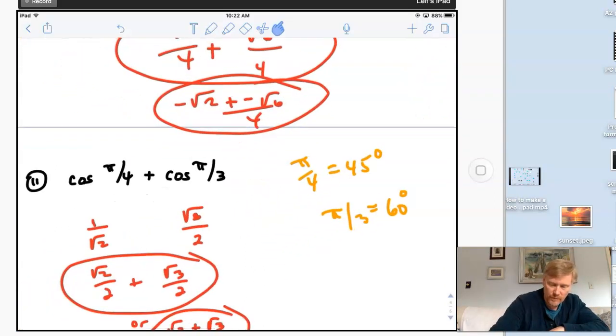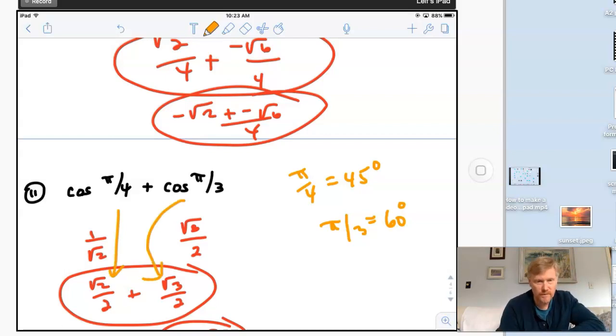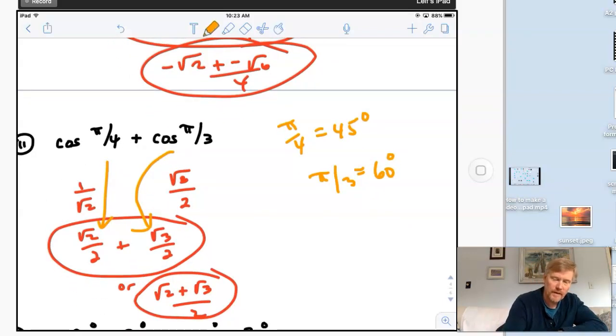If you look back at your triangles, you get that cosine of 45 is square root of 2 over 2. Cosine of 60 is the square root of 3 over 2. And then I can either leave it like that, or if you want to add them, put them over the same fraction and write them as one fraction or two, you can. All right, that's it for that one. That one's kind of straight up. All right, next.